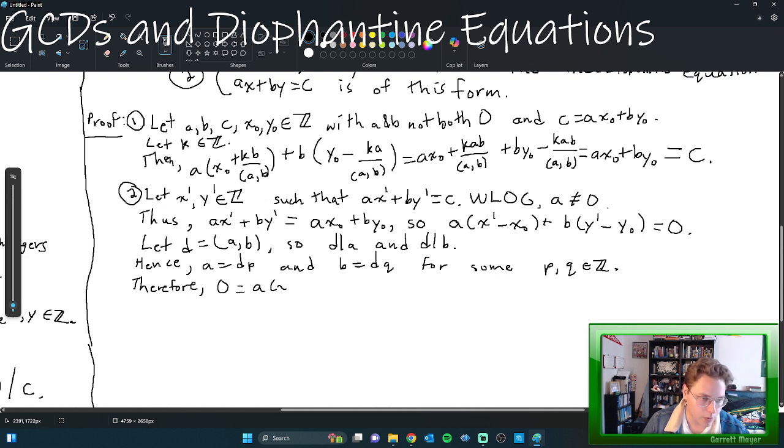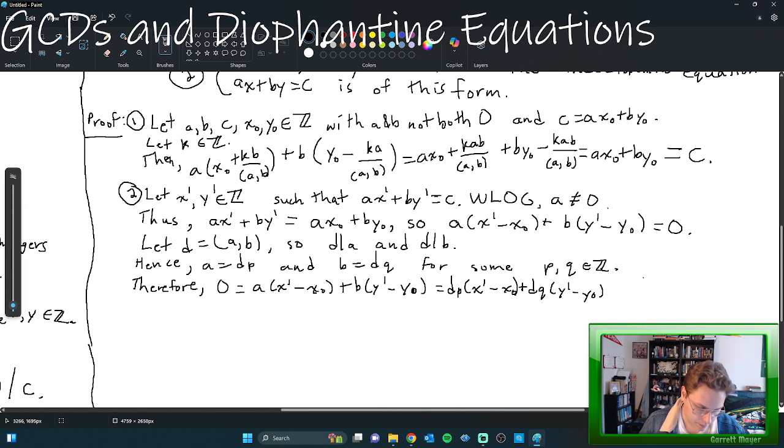0 equals a(x' minus x0) plus b(y' minus y0), which equals dp(x' minus x0) plus dq(y' minus y0), which equals d(p(x' minus x0) plus q(y' minus y0)). And d is not 0, because the greatest common divisor of every pair of integers is always greater than or equal to 1. So we know d isn't 0.